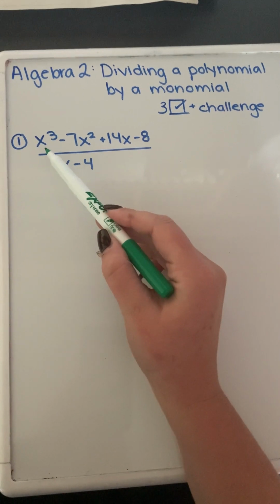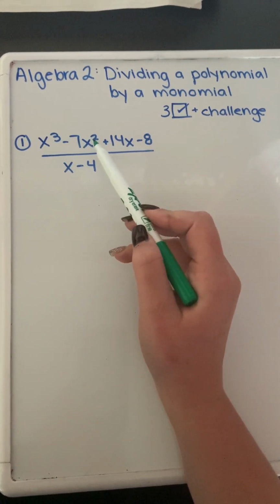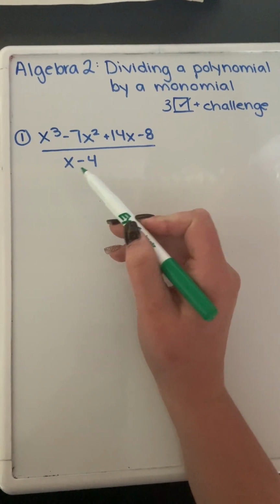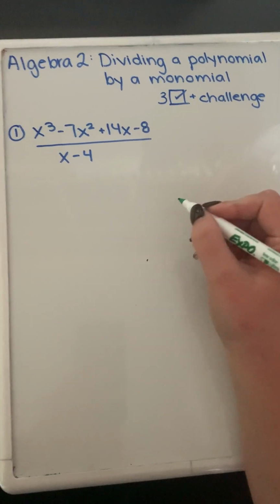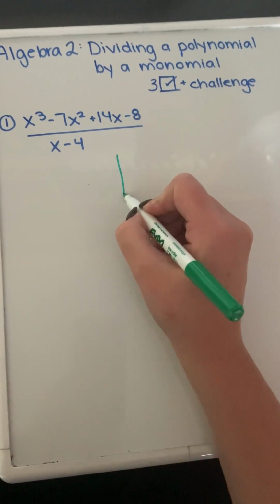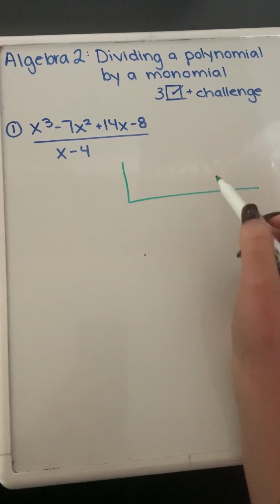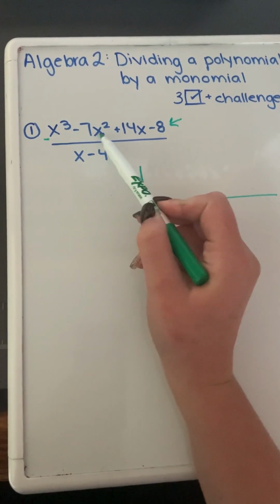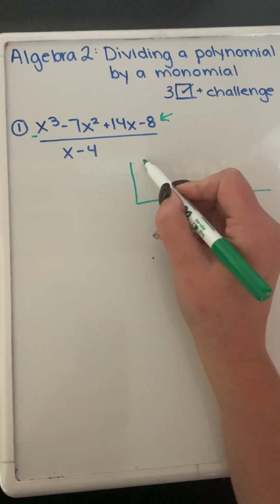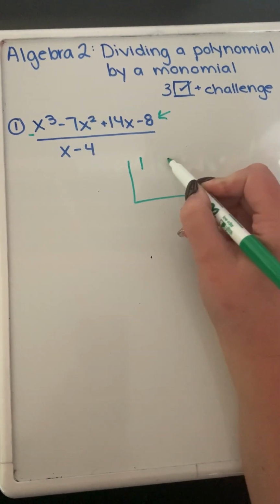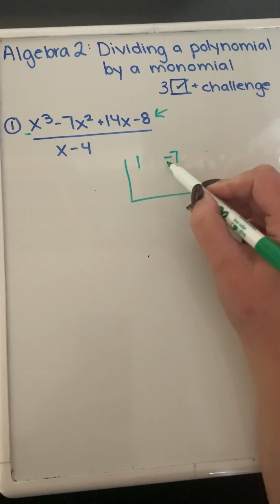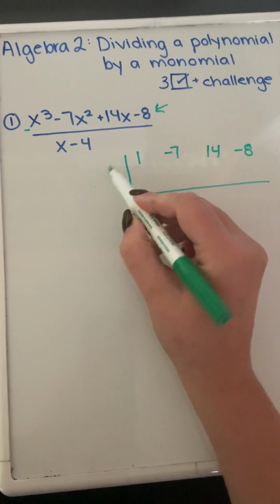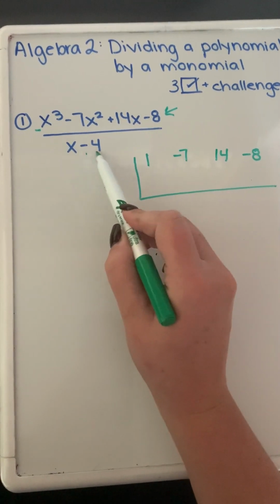So for the first question, it's x to the power 3 minus 7x to the power 2 plus 14x minus 8 divided by the monomial x minus 4. To simply do this, we could use synthetic division. To use synthetic division, we're going to use this polynomial up here. We're going to take the coefficients and copy them down on the top. Don't forget to include the positive or negative sign. And then we're going to divide it by negative 4.